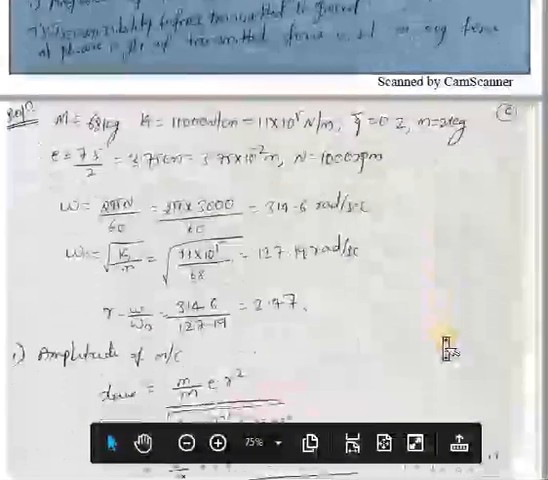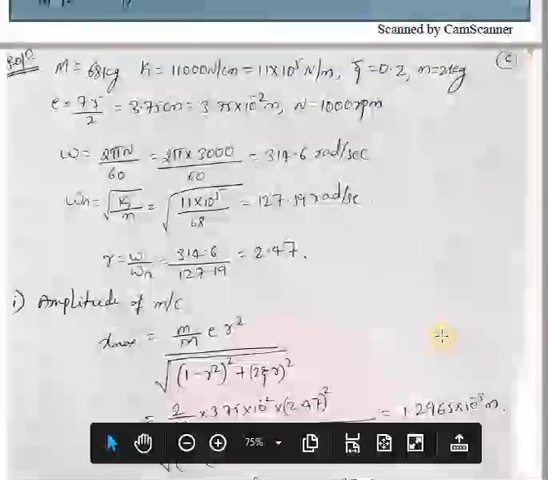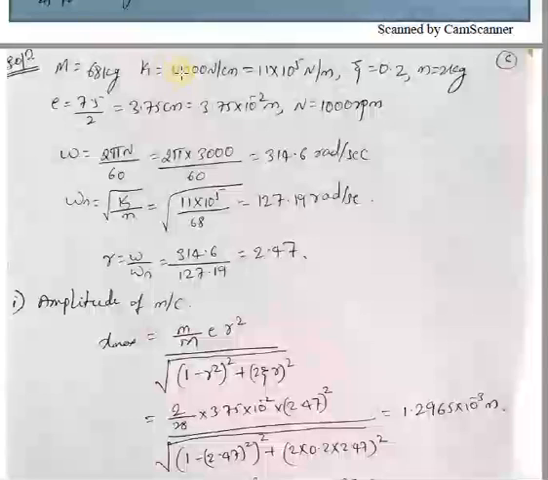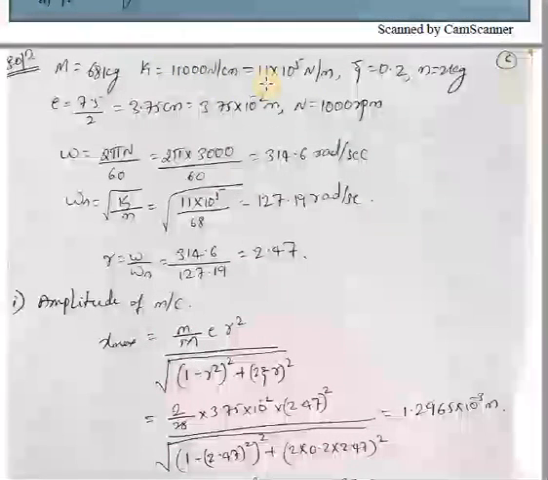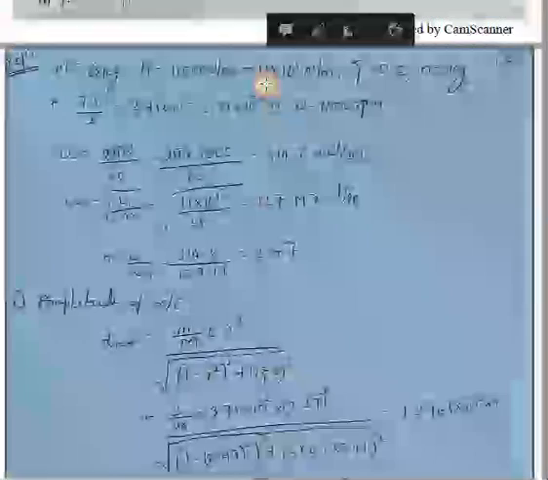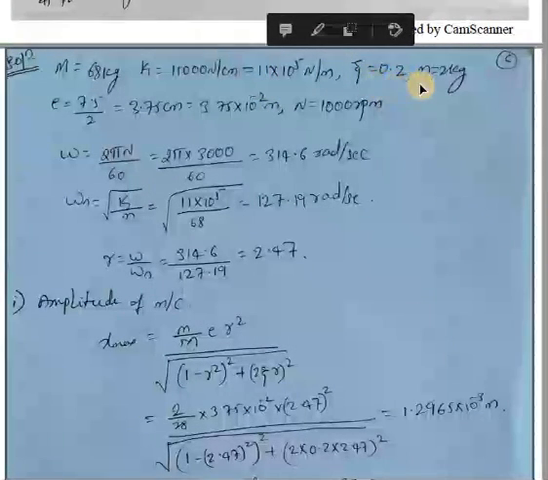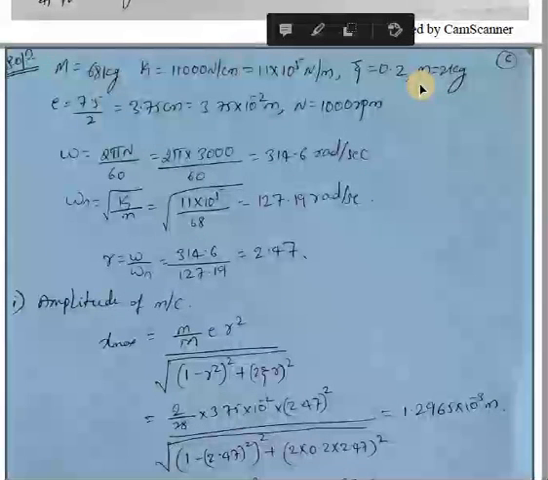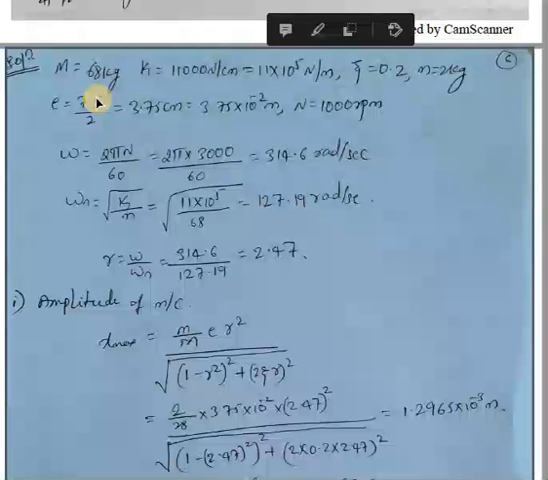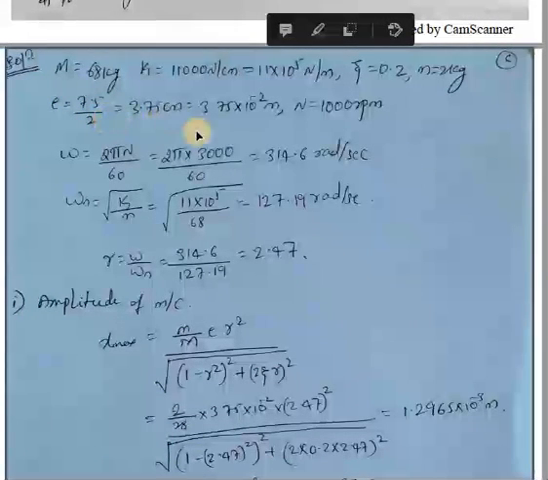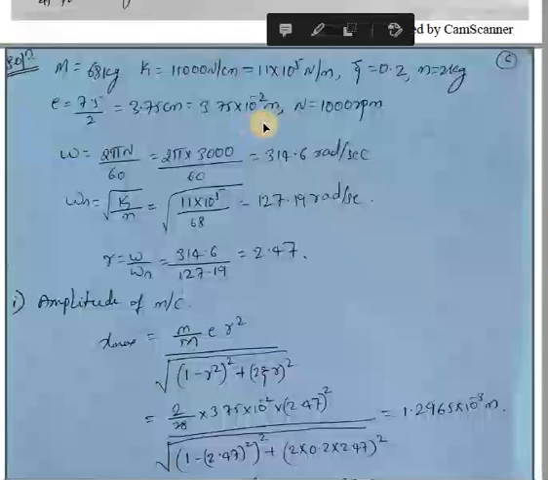Okay. So first we'll try to list out the given data. He has given mass capital M as 68 kg, stiffness as 11,000 Newton per centimeter, which will be 11 into 10 raised to 5 Newton per meter. Zeta he has given as 0.2, and small m he has given as 2 kg, that is the reciprocating mass, and he has given the stroke length as 7.5 centimeter. If you calculate e from that, take half of that, so it will be 3.75 into 10 raised to minus 2 meter.